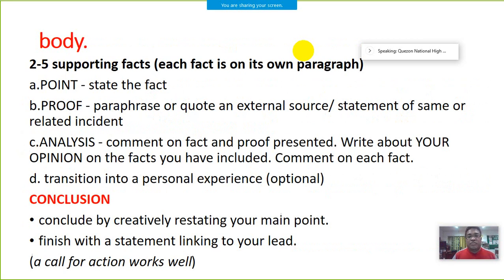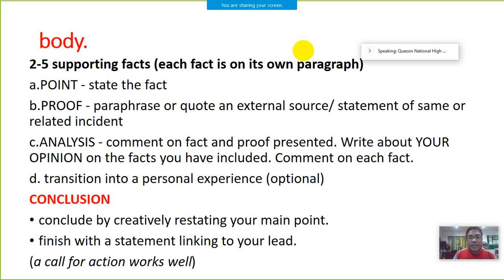Each fact is on its own paragraph. Then what contains the body of our column article? It should have a point. So that point comes from a fact. It should have a proof. Paraphrase or quote an external source, a statement of same or related incident, something that justifies your point.